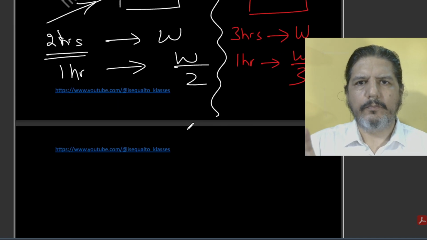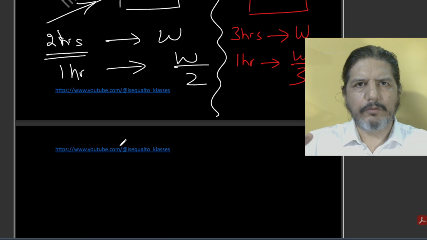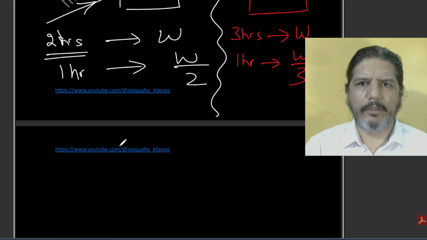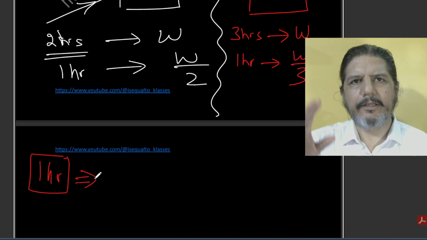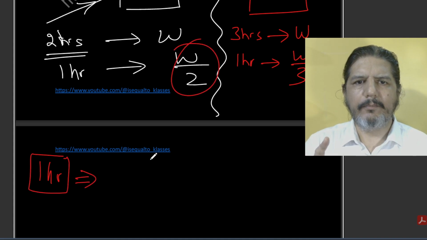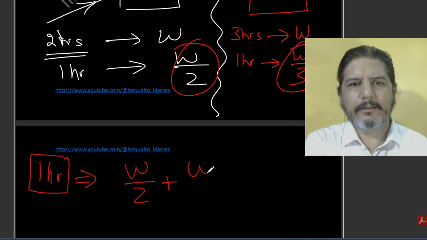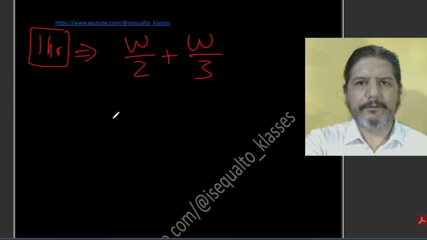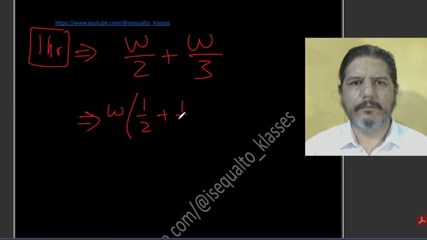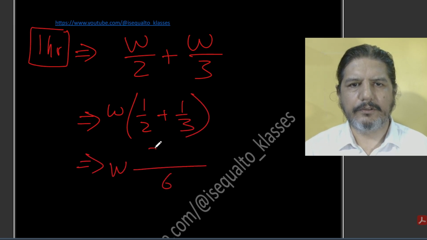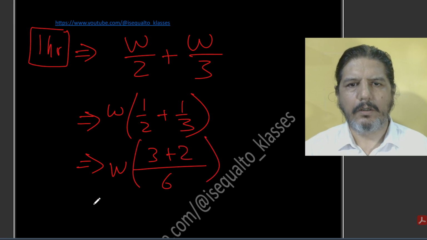And if I ask you that now both of you are working together, in 1 hour, how much work can you complete? See, in 1 hour you will complete W by 2 of the work. Your sister will complete W by 3 of the work. So let's add this together. Half plus 1/3. So LCM is 6. So this will be 3 plus 2, this will be W 5 by 6.